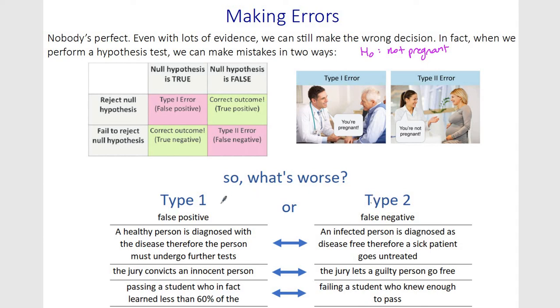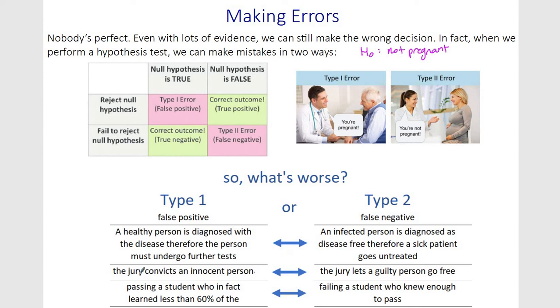So what's worse, a type 1 or a type 2? A type 1 is considered a false positive, and type 2 is called a false negative. Thinking about your different options, type 1 would be a healthy person diagnosed with the disease, therefore they have to undergo further tests. Or an infected person is diagnosed as disease-free, therefore a sick patient goes untreated. Which one's worse? They both sound pretty traumatizing, or can be.